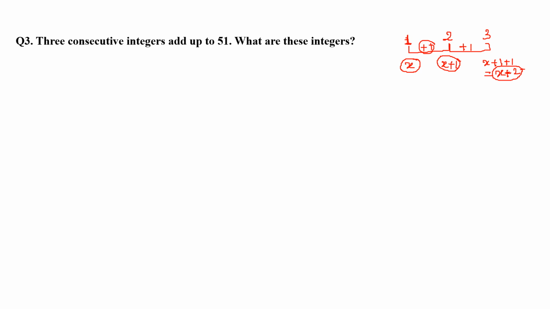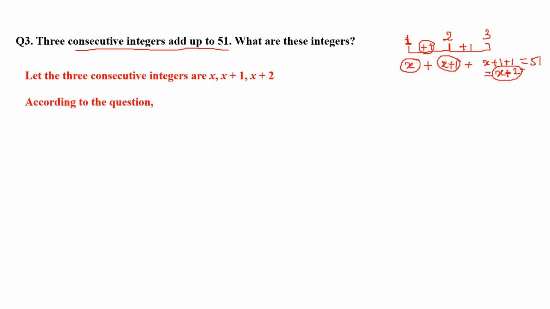And the first statement says that the 3 consecutive integers add up to 51. It means the sum of these is given as 51. Only this much you have to understand. After that, it is easy to solve and get the answer. So let the 3 consecutive integers be x, x plus 1 and x plus 2. I have clearly explained over here how I got x, x plus 1 and x plus 2.